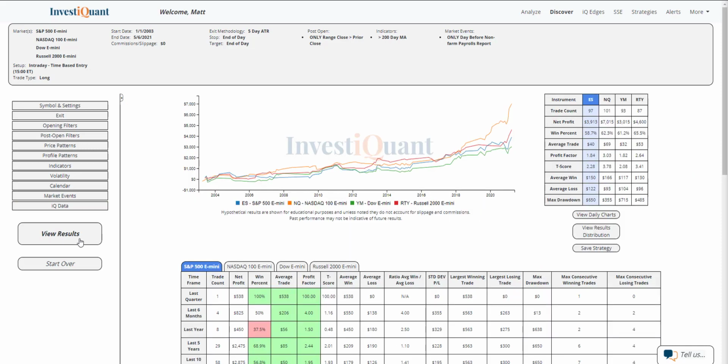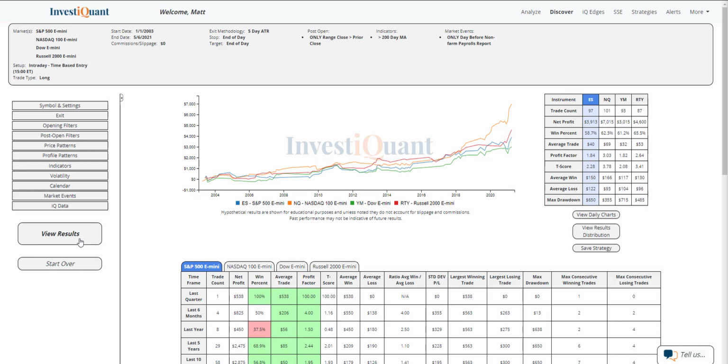And here we go. These are the results based upon entering the market long at 3 p.m. Eastern time, exiting at the close of regular trading hours, which is 4:15 p.m. Eastern time, when tomorrow is the non-farm payrolls report, you're above a 200-day simple moving average, and at 3 p.m., you are trading above the prior session close. So historically, 97 samples here for the S&P, 101 for the NASDAQ, 93 for the Dow, and 87 for the Russell. And the win rates on these all skewed towards the long side.